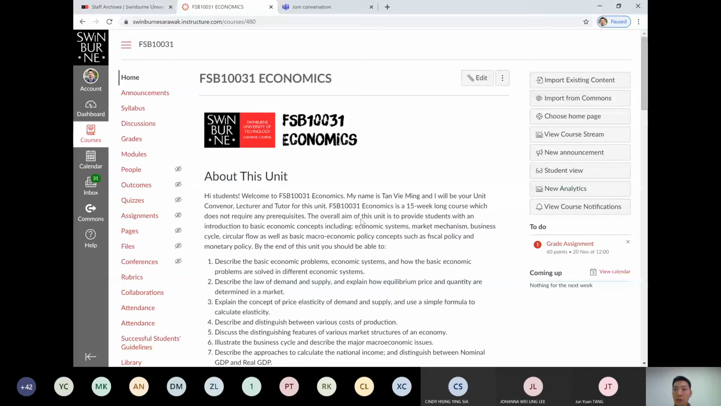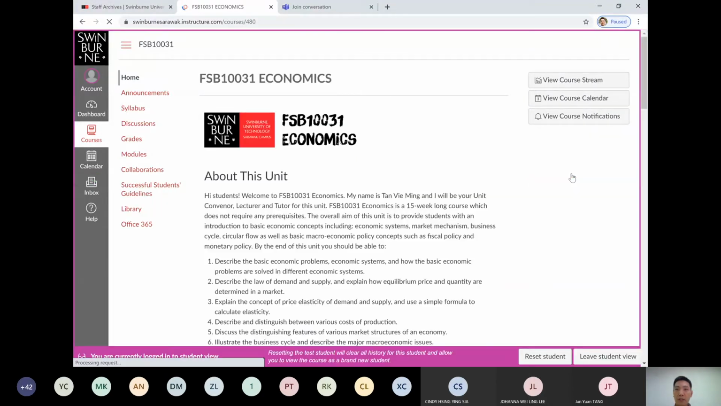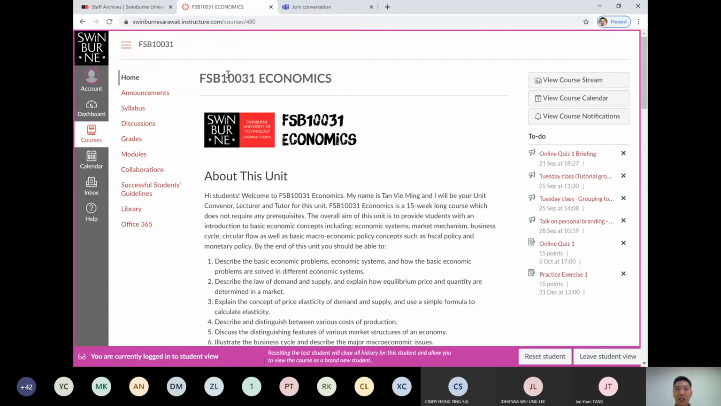Okay, I'll go to student view so that the view will be the same as what you are going to access. So this should be your view on Canvas for this unit. There are a few ways for you to attempt the quiz online. What you can do is go to the syllabus. Click on the syllabus button on the left hand side of the Canvas site.